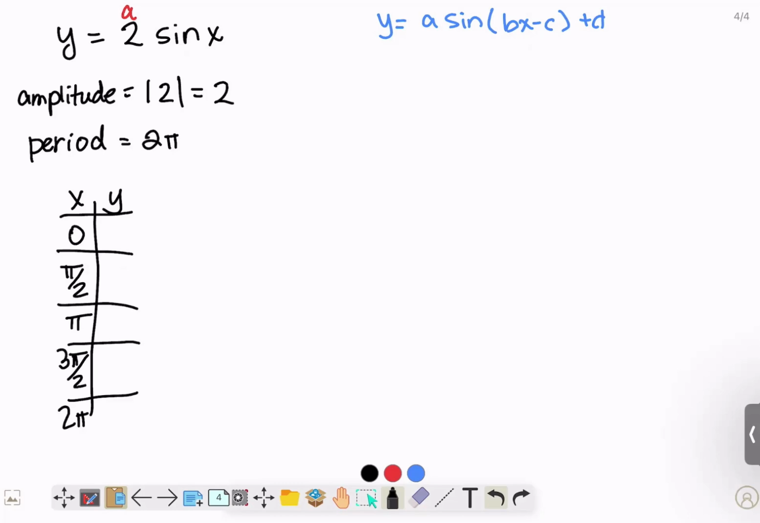So sine of 0 is 0, and 0 times 2 is still 0. Sine of pi over 2 is 1. Let me write this in. So 2 times sine of pi over 2. I would evaluate the trig function first. So sine of pi over 2 is 1. So I end up with 2 times 1, and that is still 2.